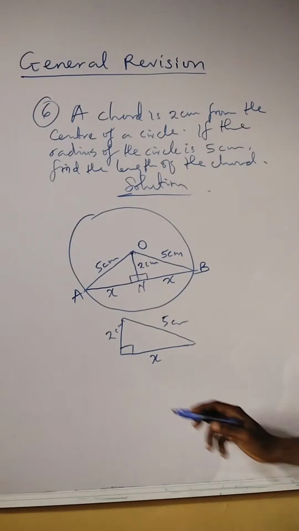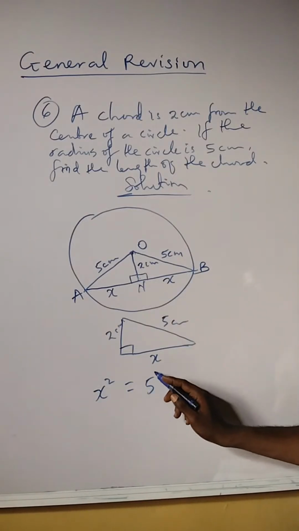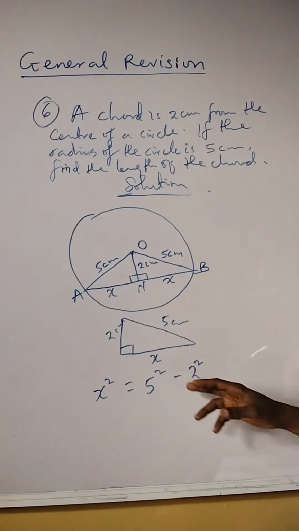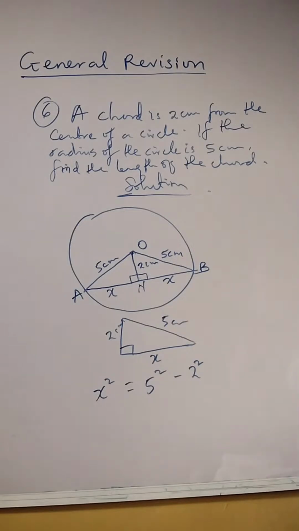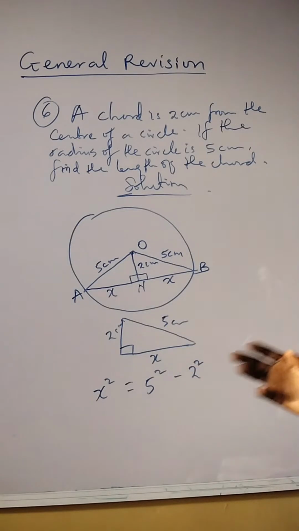From Pythagoras theorem, it will be x squared equals hypotenuse squared minus 2 squared. So you should know when you are using minus, when you are finding one of the sides. You write the hypotenuse first and you minus the other, because the hypotenuse is bigger from the theorem.